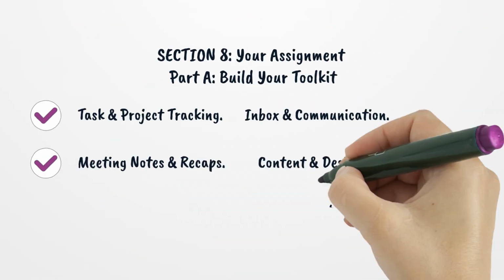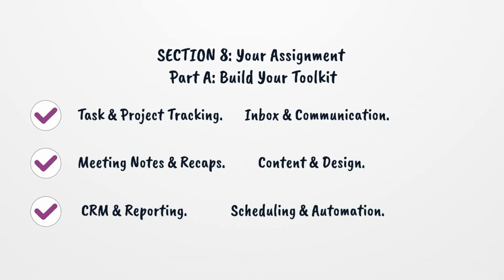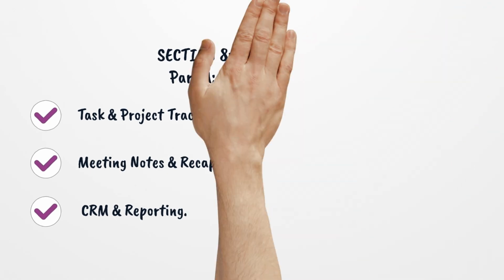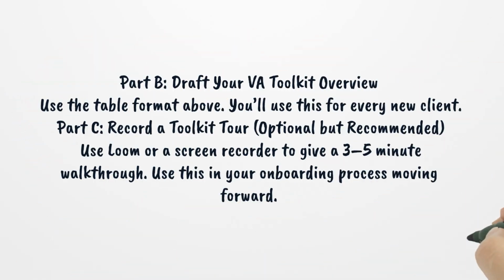Section 8. Your assignment. Part A, build your toolkit. List the tools you use or will use in the following areas: task and project tracking, inbox and communication, meeting notes and recaps, content and design, CRM and reporting, scheduling and automation. Part B, draft your VA Toolkit overview. Use the table format above. You'll use this for every new client.